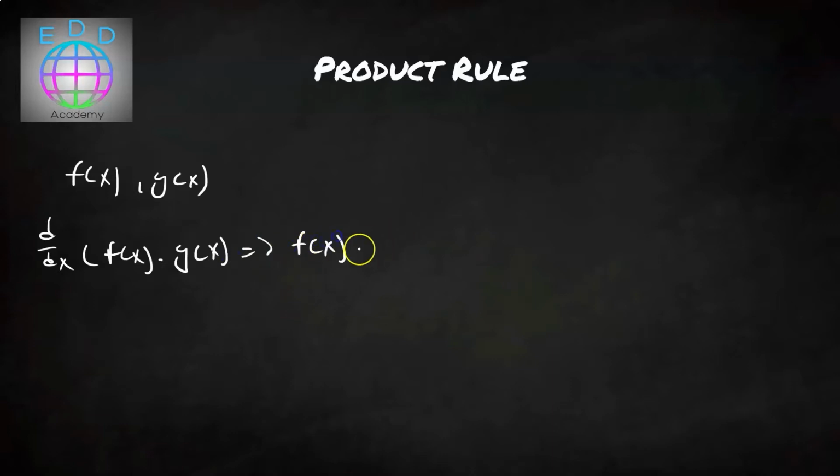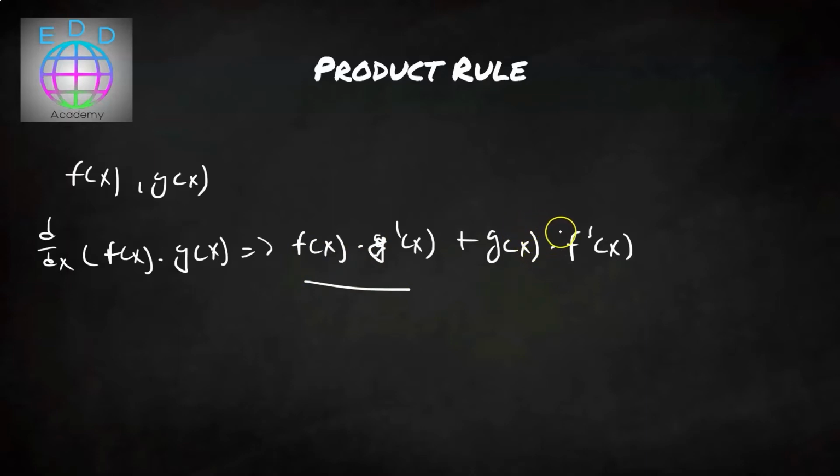f of x times the derivative of g of x, plus g of x times the derivative of f of x. So on one side, you have f of x times the derivative of g of x, and you're adding that to basically the opposite of it, where f is the function being differentiated and g is the one staying constant. So let's look at some examples.